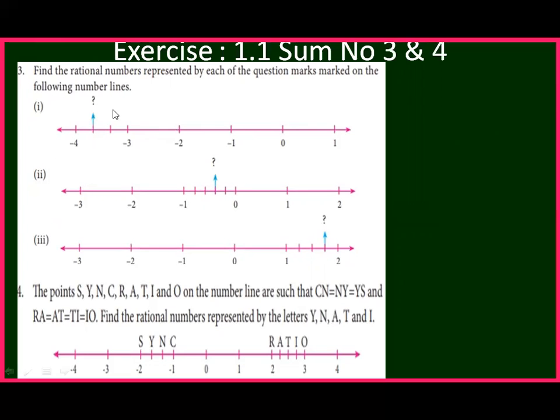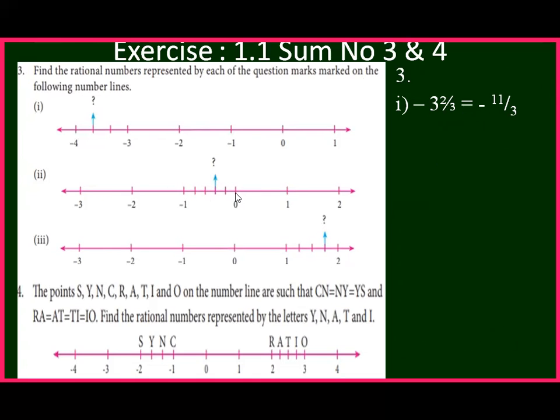So when you write it as a mixed number, you write it as minus 3, 2 by 3. That is, minus 3 is the whole number and 2 is the position where it is located and 3 is the number of parts it's divided into. So minus 3, 2 by 3. Now convert this into an improper fraction. You get minus 11 by 3.